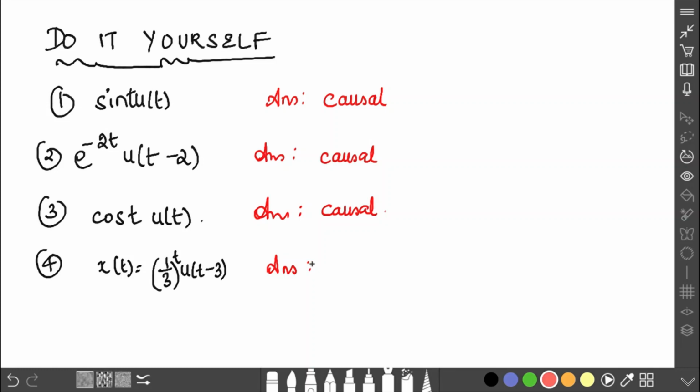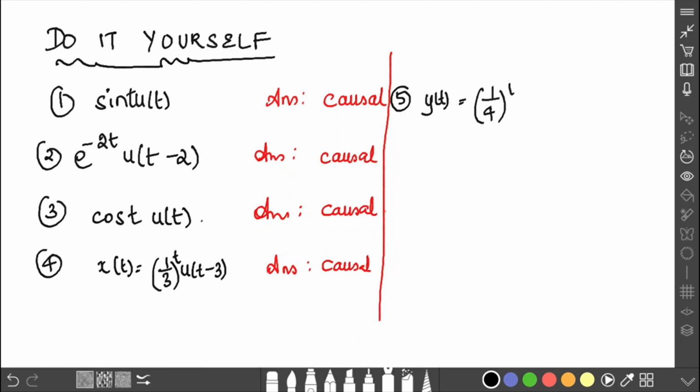Similarly, some more problems on non-causal signals are also given. So please do it yourself with these following steps so that you get practiced to write the answers. These are from the 5th, 6th to 8th problems. Non-causal signal examples are given. I have given the answers directly, but please identify how each signal is said to be non-causal, because it is having a shift of t plus 3.